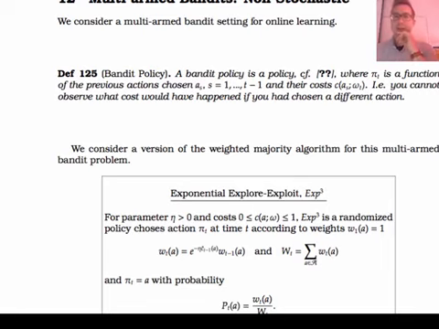So a bandit policy is a policy, pi of t, where the action that we choose at time t is a function of the actions that the policy chose previously and the costs of those. I'm doing costs rather than rewards now. That is, you cannot observe what would have happened if you'd chosen a different action.